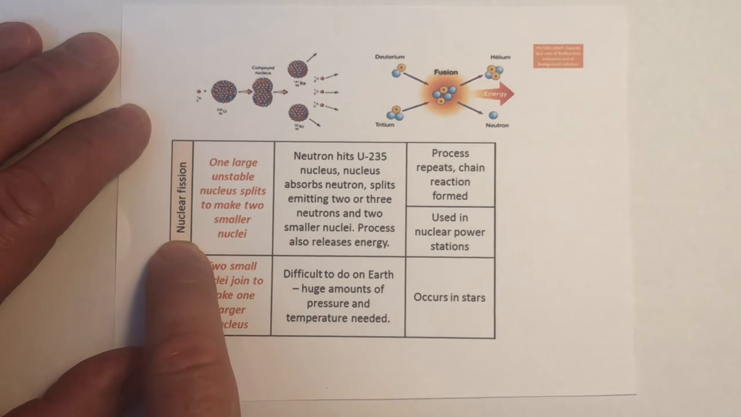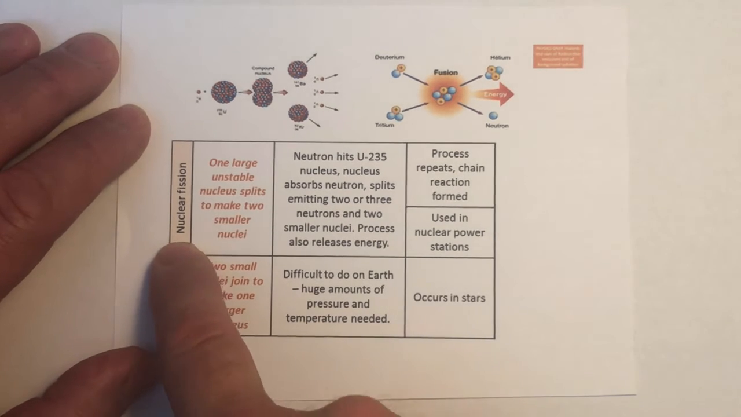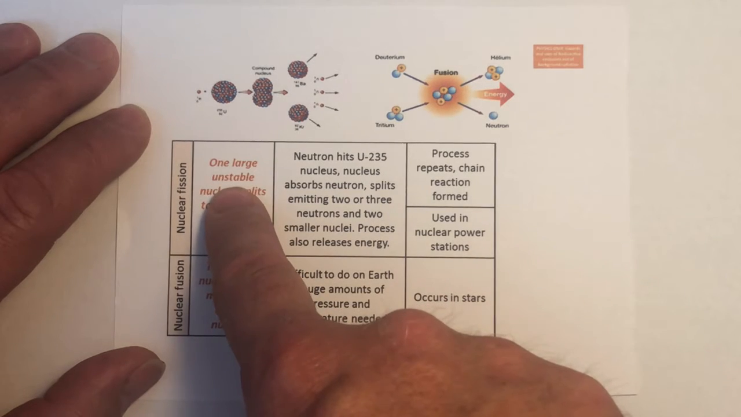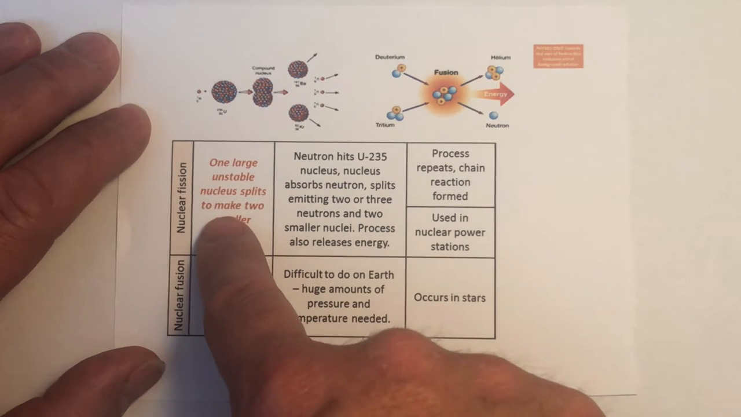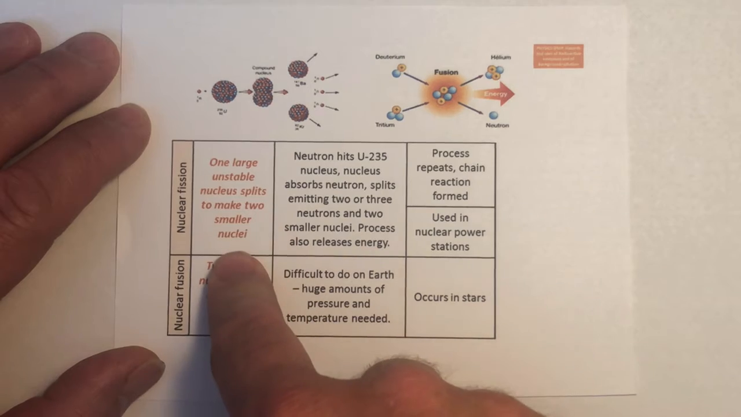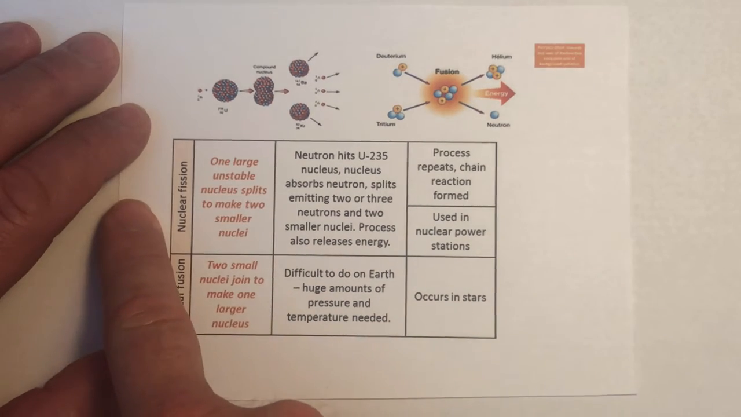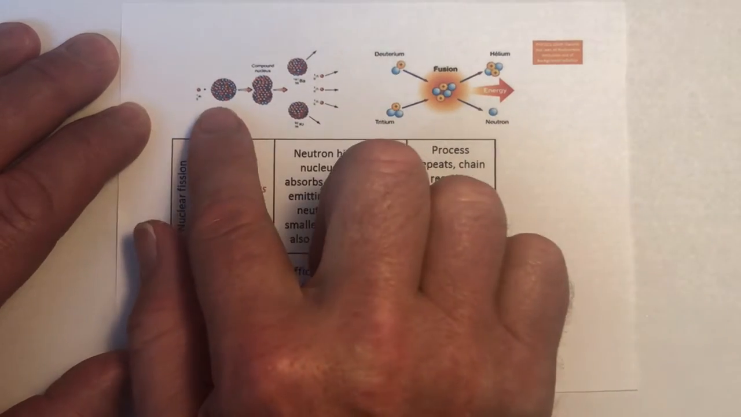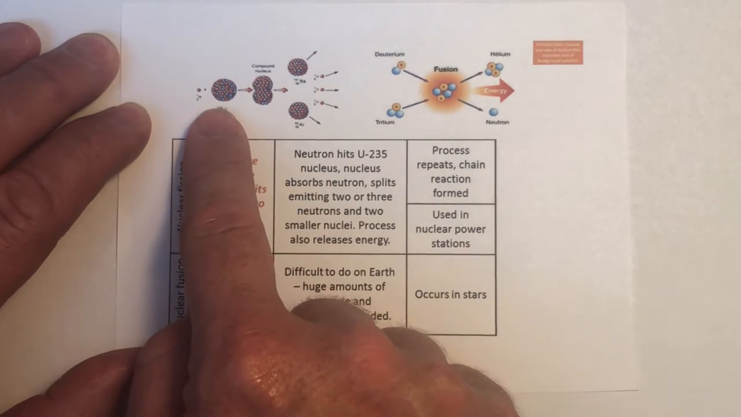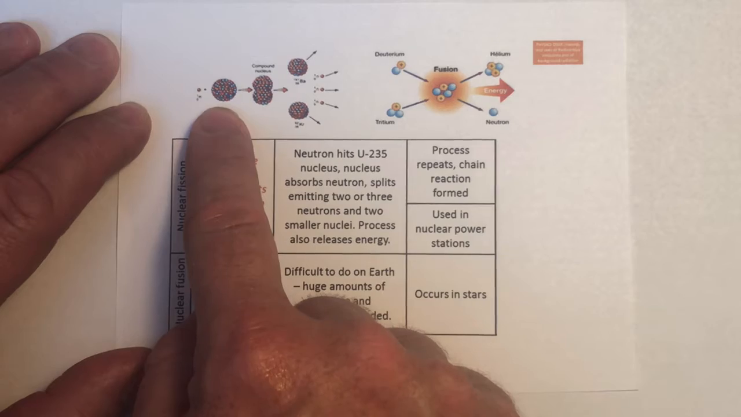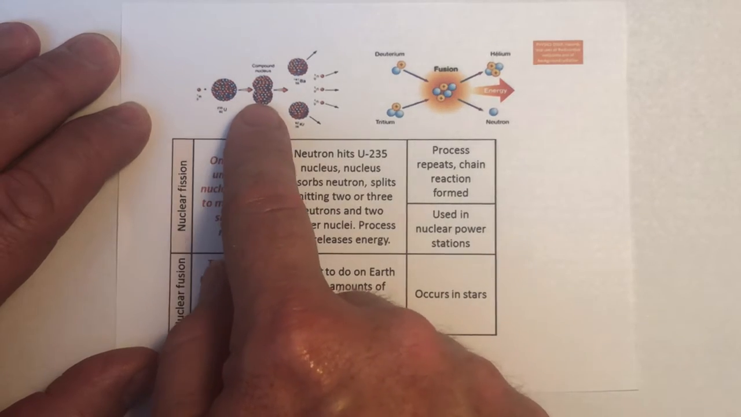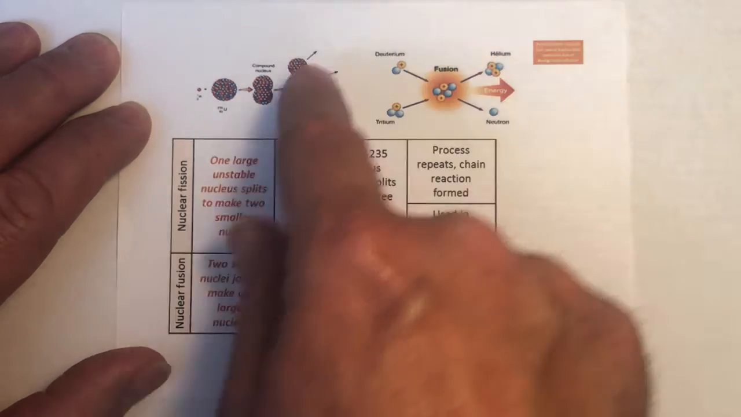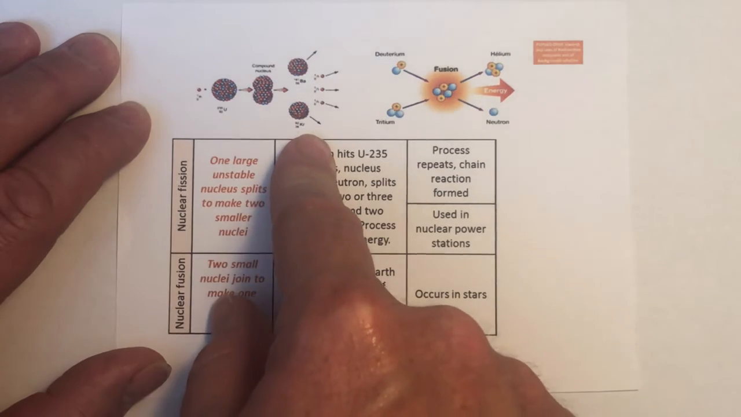Fission is the breaking up of something, where one large unstable nucleus splits to make two smaller nuclei. So fission is the breaking up. Now, with a little bit of detail, that ball there is just about to go through nuclear fission, and what it does is it splits into two. One goes off in that direction, and one goes off in that direction.